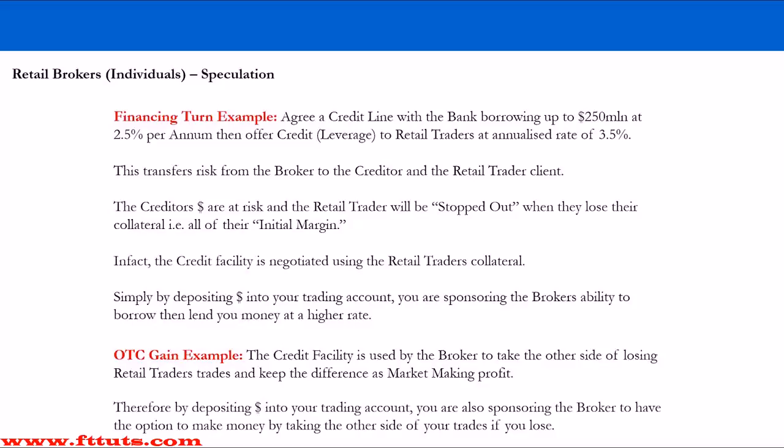Now, the OTC gain example, the credit facility is used by the broker in order to take the other side of your losing trades. And they keep the difference as market making profit. So what you're actually doing is depositing money into your trading account, which is then used as collateral to enable the broker to lend you more money to trade, but they use the credit in order to take the other side of your losing trades. So what you're actually doing is sponsoring the broker to take the other side of your trades.